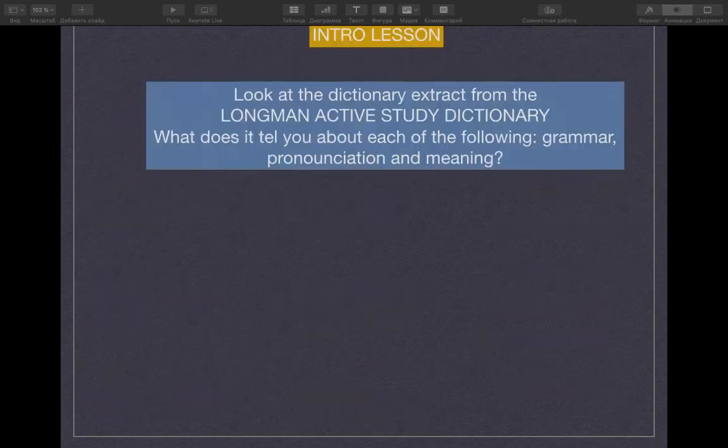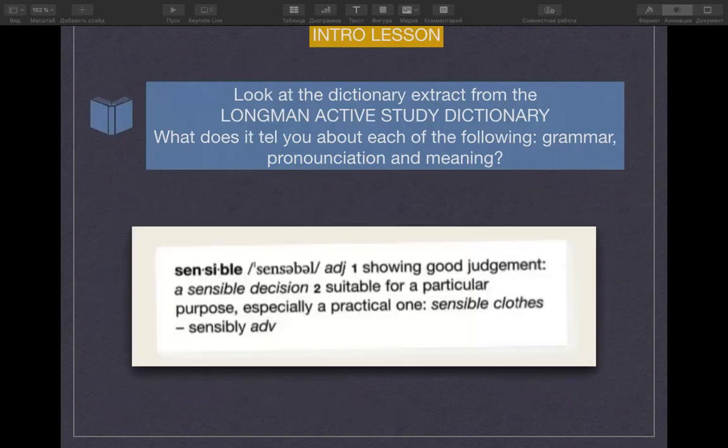Now look at the dictionary extract from the Longman Active Study Dictionary. What does it tell you about each of the following? Grammar, pronunciation, and meaning. Tell is misprint, of course, tell, double L. And here the word is sensible. Sensible, pronunciation sensible. So it is an adjective, прилагательное. The first meaning, showing good judgment. Показывающий хорошее суждение. A sensible decision. Decision решение. Разумное решение. A sensible decision.